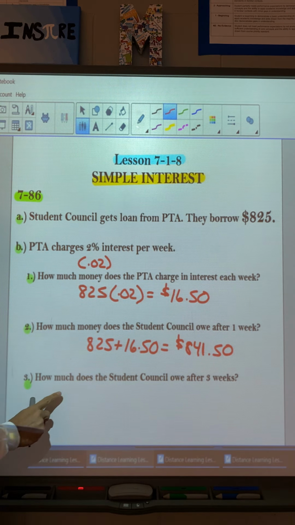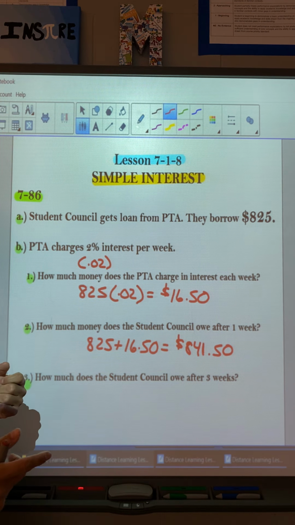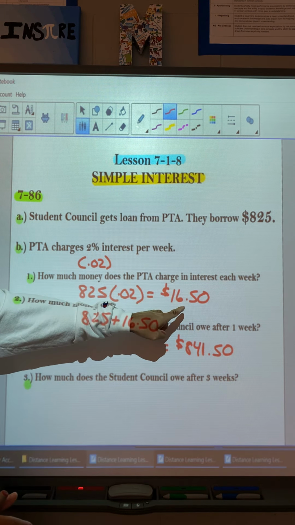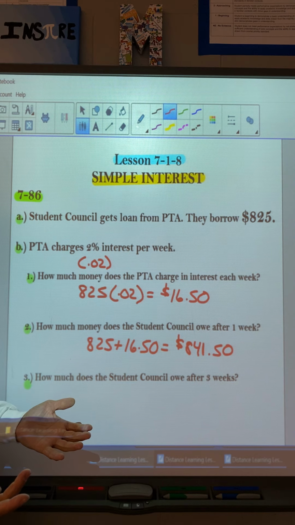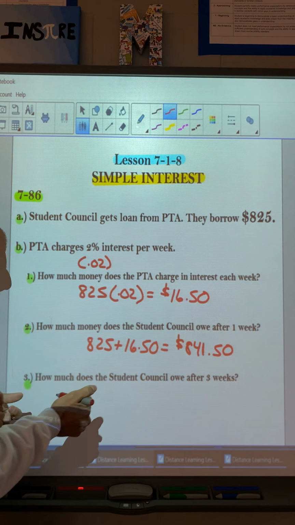And then lastly, how much does the student council owe after 3 weeks? So you've got to ask yourself, if this is after 1 week, how much would it be after 3 weeks? You're right, multiply it by 3.